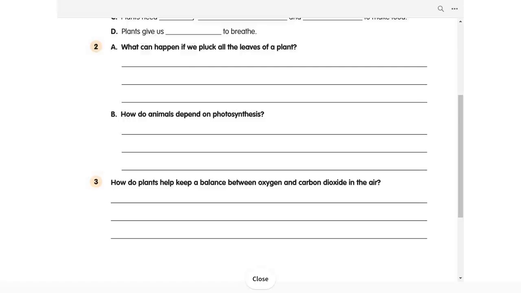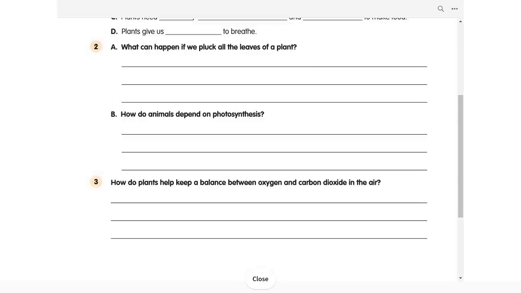Question number 2B. How do animals depend on photosynthesis? It gets food and oxygen by the process of photosynthesis, right? The answer is, animals eat plants. They need plants as their homes too. Plants make food by photosynthesis. If plants live, animals can live too.